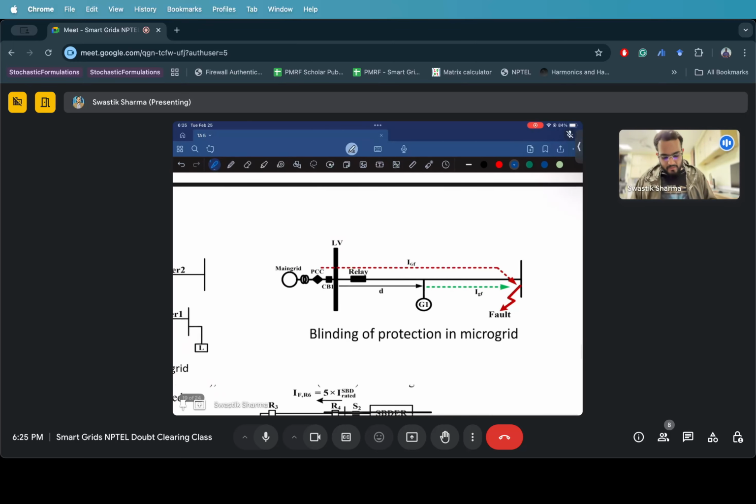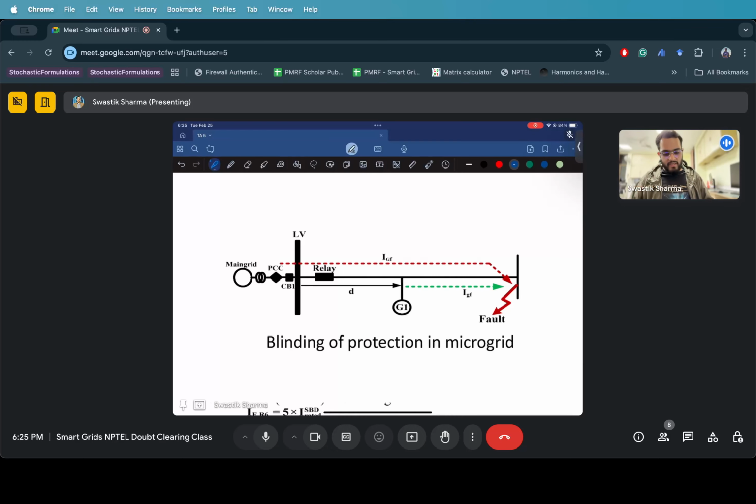Similarly, it may so happen with relays connected upstream of the DERs. When I say upstream, it's above the DERs. So if, let's say, the DER is here, a relay is connected here, right? So let's say a fault has occurred, right, this fault has occurred. Now, what is happening is that my G1 is supplying this fault current, and also the main grid is supplying this IGF current, right?